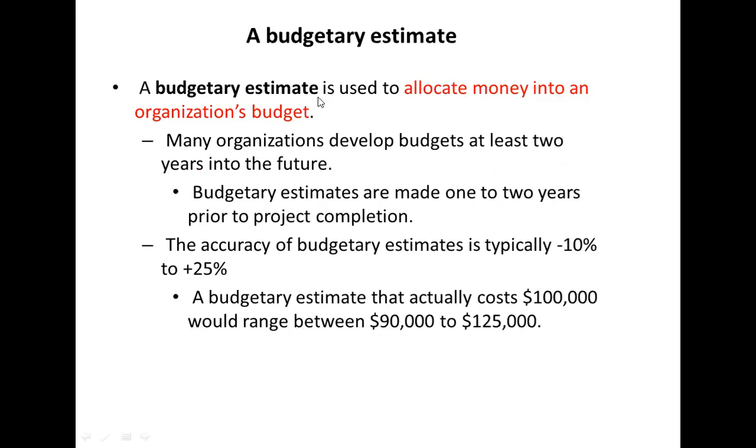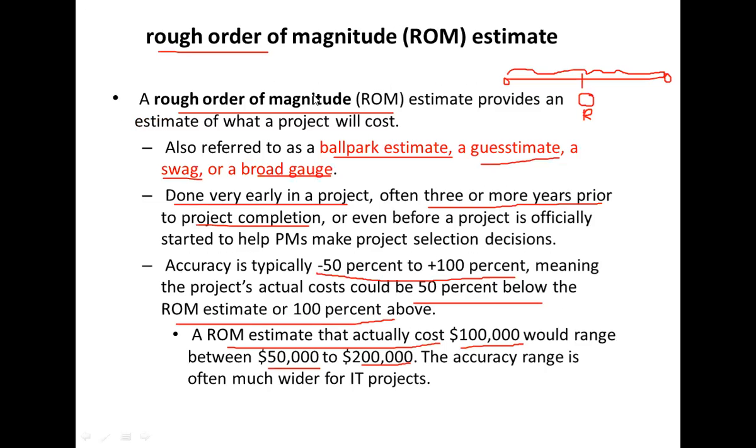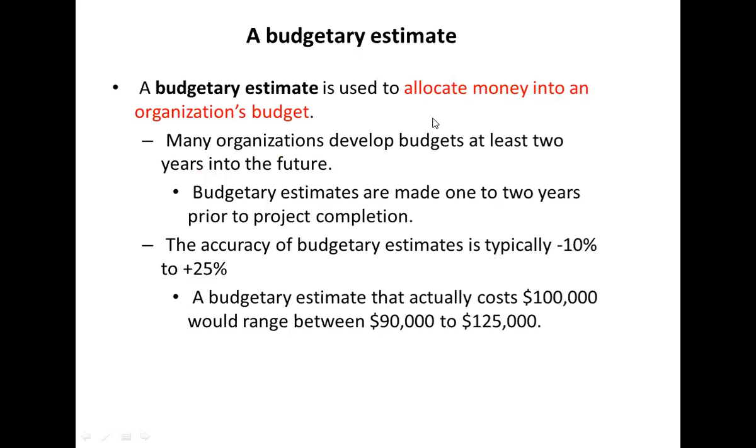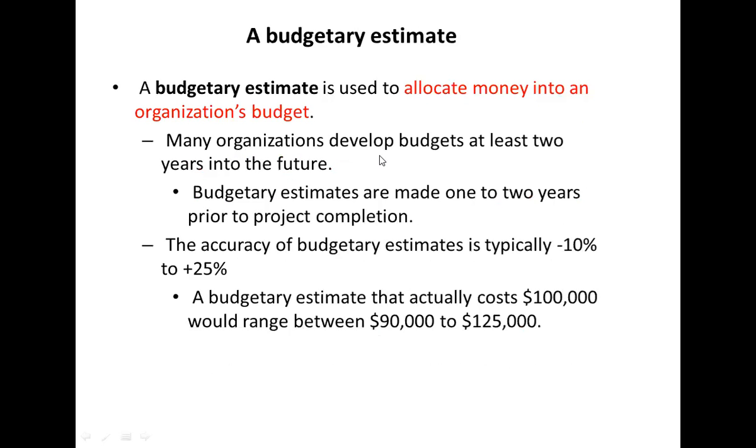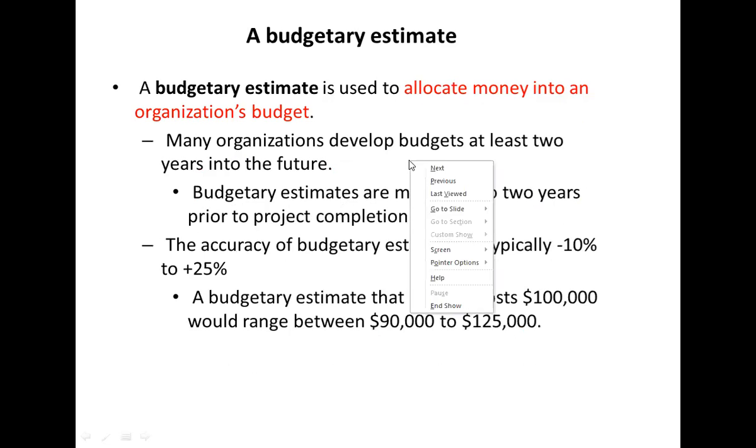So the budgetary estimate, when you compare it with ROM, is to some extent nearer to the work done. It means here we do this estimate often 3 or more years prior to completion, whereas we do this one 1 to 2 years prior to the completion. So we are nearer to the project completion here than in the previous. That's what I wanted to tell you.